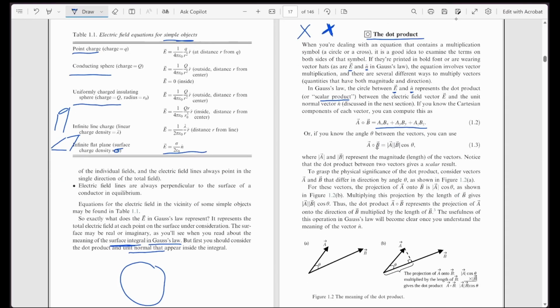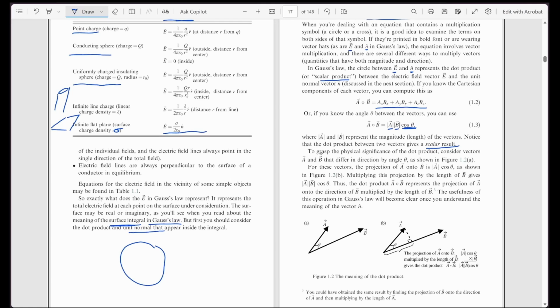Another way to write the dot product is the magnitude of the first times the magnitude of the second times the cosine of the angle between them, where magnitude A and magnitude B represent the lengths of the vectors. Notice that the dot product between two vectors gives a scalar result. To grasp the physical significance of the dot product, consider vectors A and B that differ in direction by angle theta.